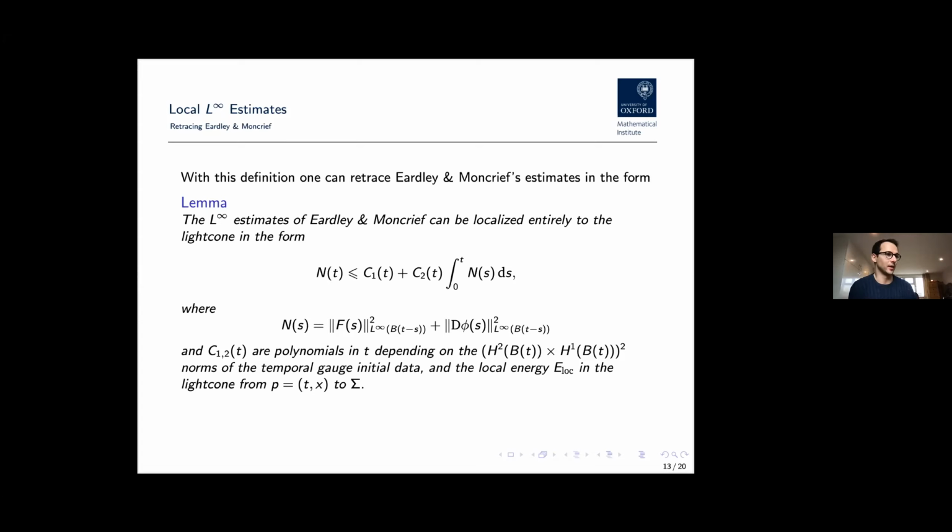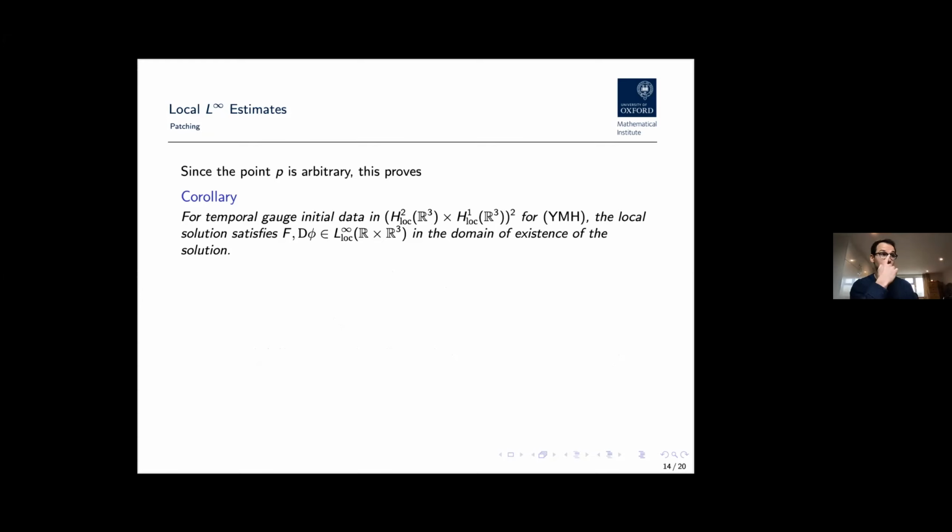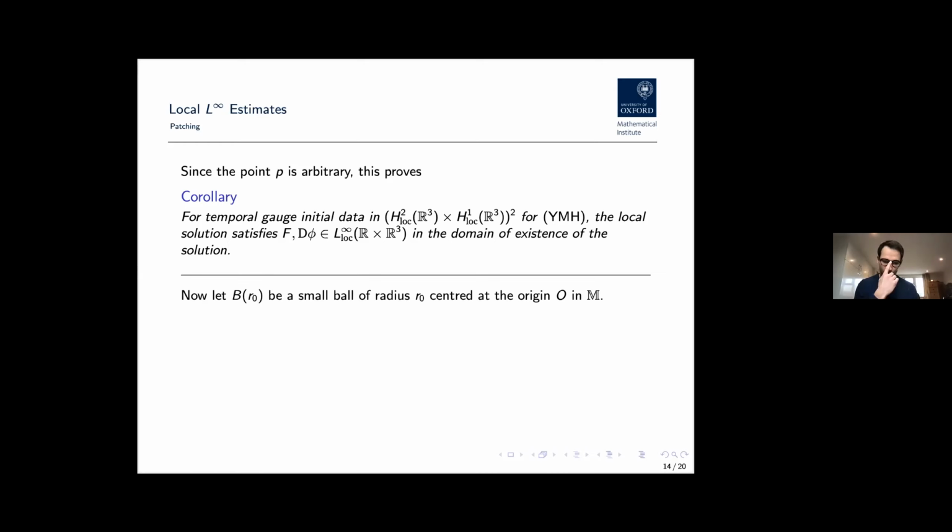So this is natural to expect, of course, from domain of dependence arguments and the hyperbolicity of the Yang Mills-Higgs equations. Okay, so because my point is arbitrary, of course, then this shows that for locally H2 cross H1 data for the Yang Mills-Higgs equations on Minkowski space, my F and d phi fields are locally L-infinity, at least in the domain of existence of my solution. So what am I going to do with this?